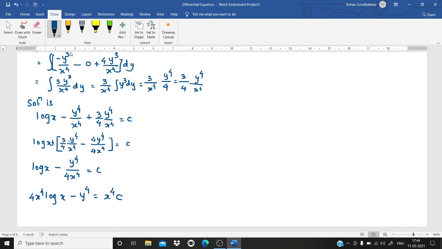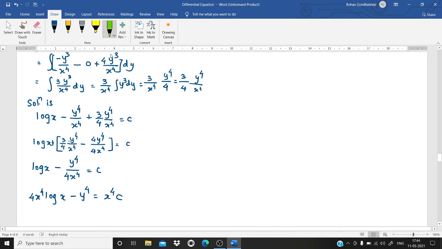The log x term is involved, so there is a chance we can adjust the terms. It's fine, but I don't want to get a log c there. So instead of that, I have taken the c as it is. Fine. Okay, good. Now I'm leaving one problem for homework.